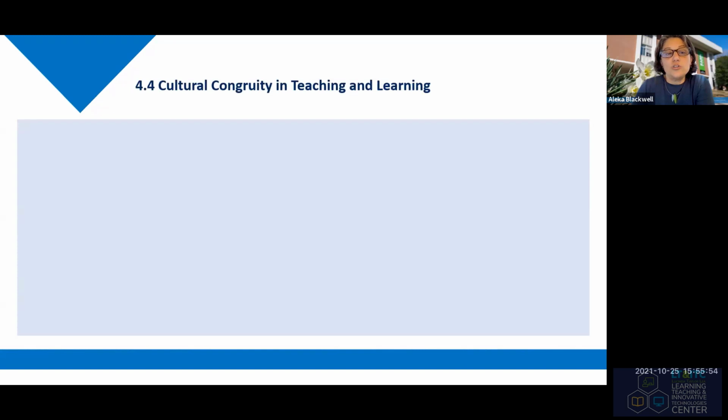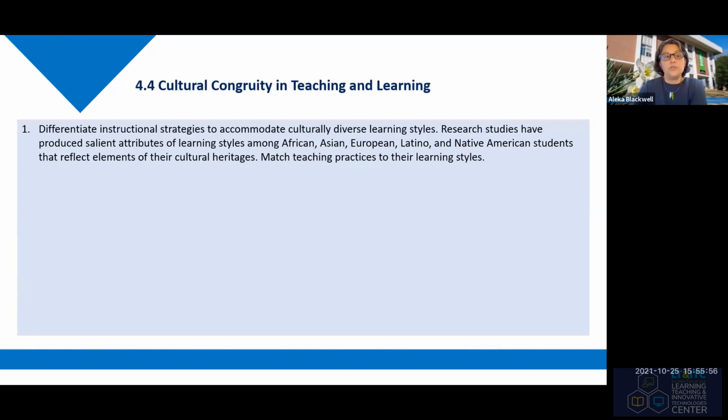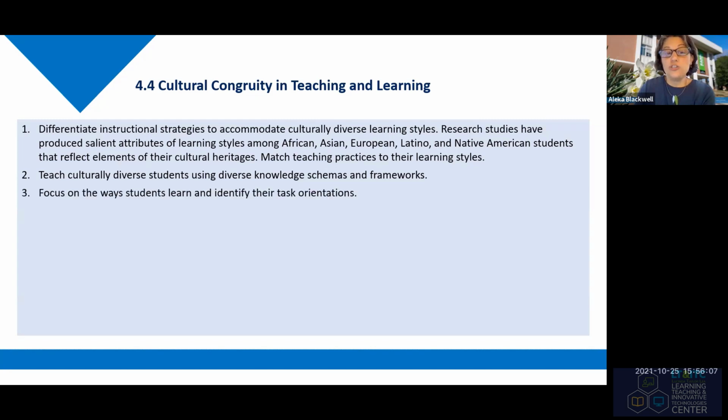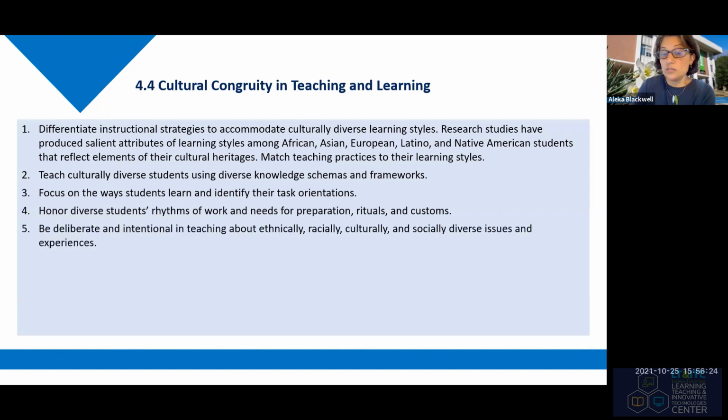Another category is the cultural congruity in teaching and learning. So here are some examples. I'll go fast because we're kind of running out of time. Differentiate instructional strategies to accommodate culturally diverse learning styles. Teach using different diverse knowledge schemas and frameworks. Focus on the way students learn. So learn from them so you know how they orient learning tasks. Honor the rhythms to the extent possible for work, and needs for preparation, rituals, and customs.